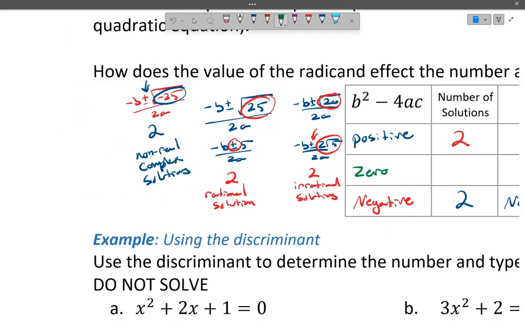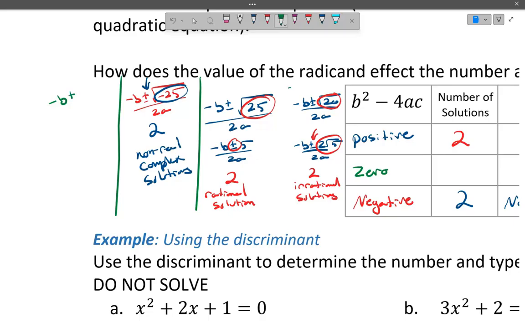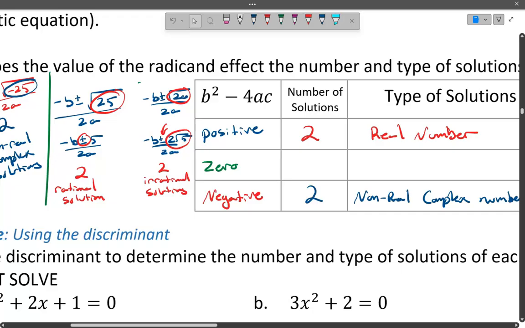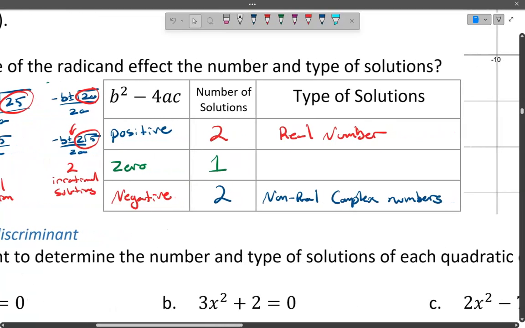And so we consider that, well, if our discriminant is 0, I have negative b plus or minus the square root of 0 over 2a. The square root of 0 is 0, so I have negative b plus or minus 0 over 2a. And whether I add 0 or subtract 0, there's no difference. And so I'm just left with negative b over 2a, and I only have one real solution. So if the discriminant is 0, that is the only time we're not going to get two solutions, and instead we're only going to get one real number solution.